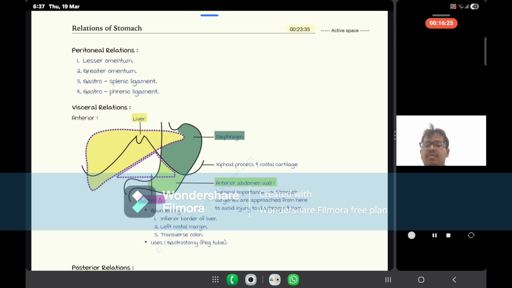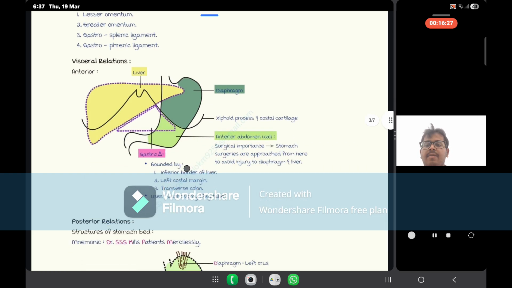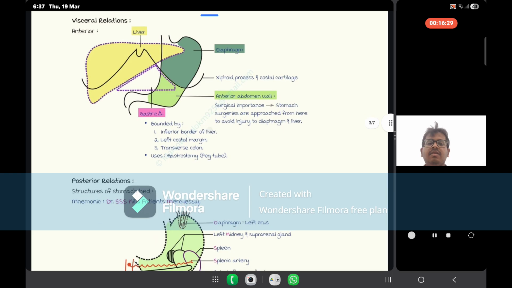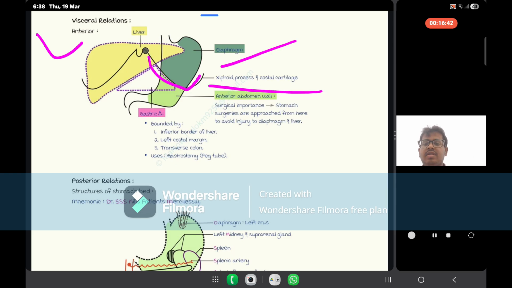Now the peritoneal relation is done. We move to the visceral relation. What do we see in the visceral relation? In the anterior surface, here it is the diaphragm, and here it is the xiphoid process and costal cartilage.